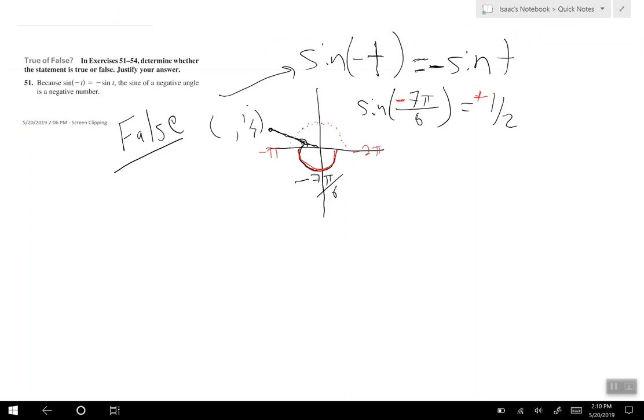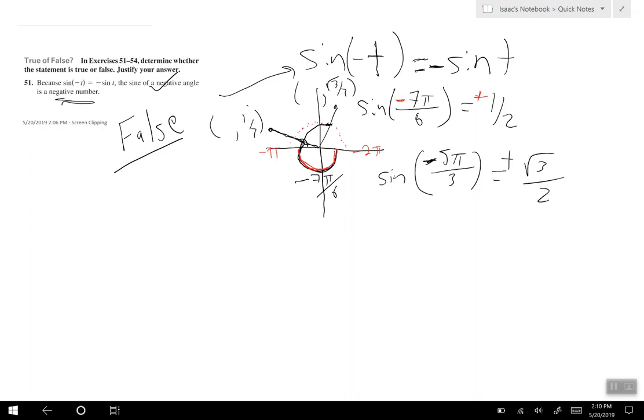Let's go ahead and go a little bit further and find another one so you can see that another one of these angles works. So if I do negative, let's go all the way to here. So negative 7, 8, 9, let's go to negative 10 pi over 6, which reduces to negative 5 pi thirds. So again, the sine of a negative angle, but I'm familiar with this angle, and the sine here is not a negative number. So there's another good counterexample.